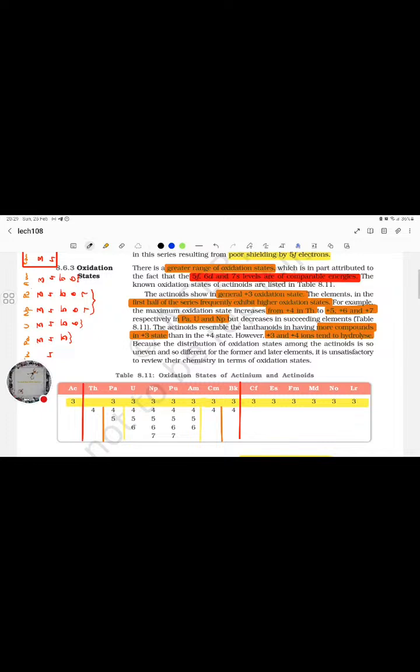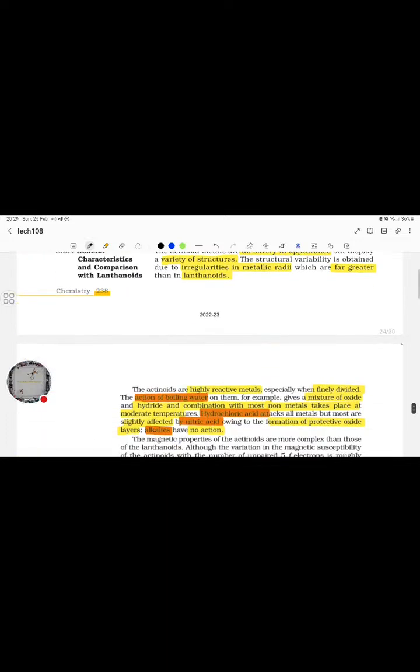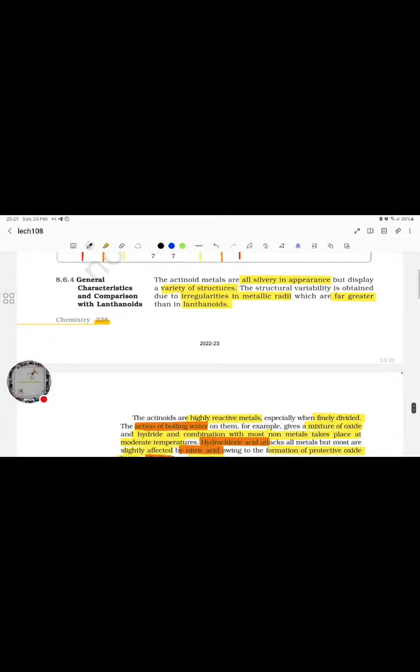Because the distribution of oxidation states among the actinoids is so uneven and so different from the former and the later elements, it is unsatisfactory to review their chemistry in terms of oxidation state. So the oxidation state is completely varying. There is variation occurring from time to time, even for the same element, the same oxidation states can vary. Because of that, we cannot talk about its chemistry in terms of its oxidation states.